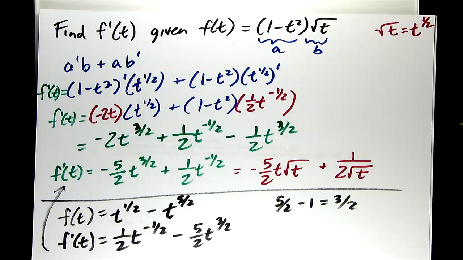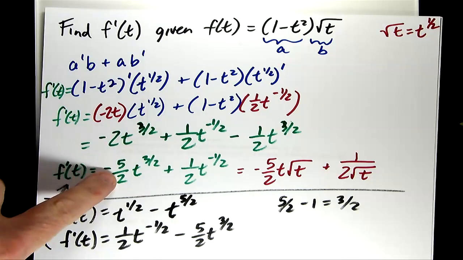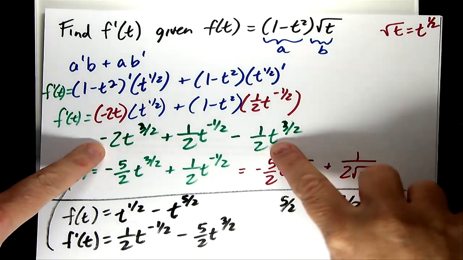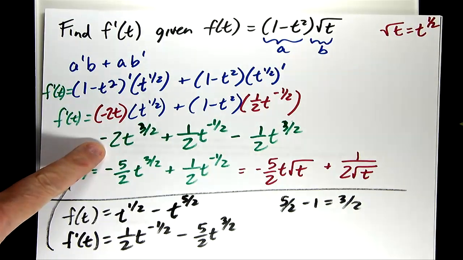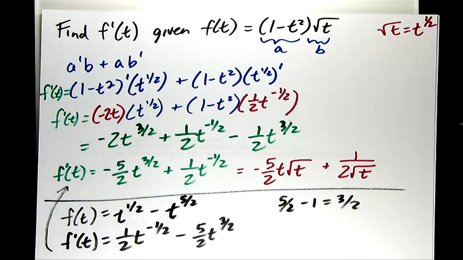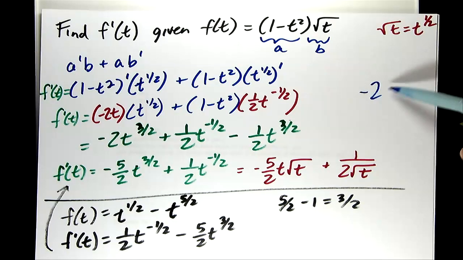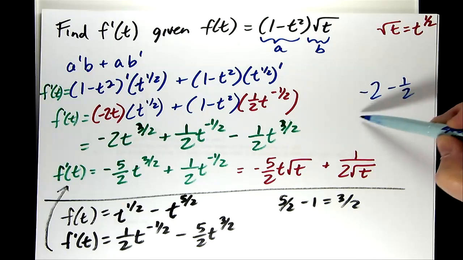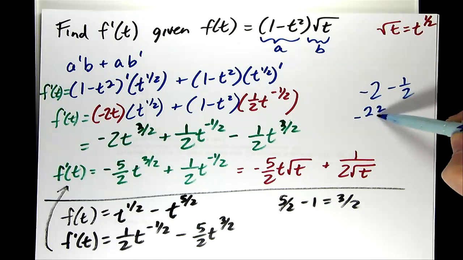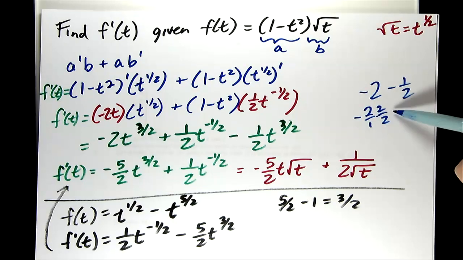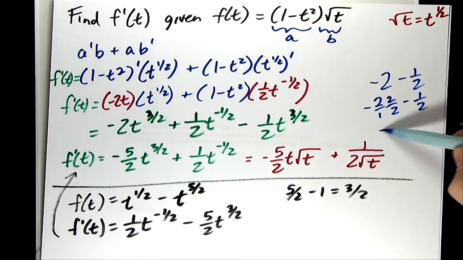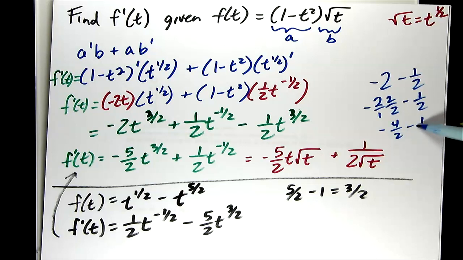Yeah, where'd you get the negative 5 from? The negative 5 over 2. I combine here. Yeah. I added negative 2 and negative 1/2. So negative 2 and negative 1/2. If I get a common denominator, this is 2 times 2. Minus 1/2. So negative 4/2 minus 1/2.